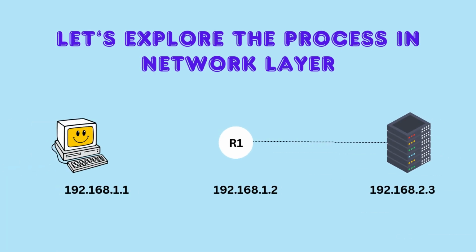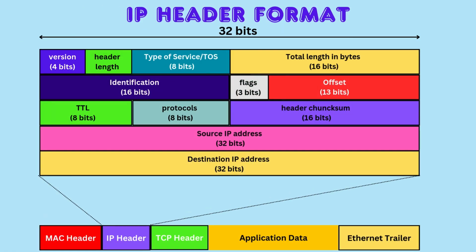Let's explore the process in the network layer. The data is packaged into datagrams. Here, an IP header is added, which includes important information for routing. The data portion of the datagram contains all transmission details, including the destination IP address, such as 192.168.1.1. This is the IP header format.